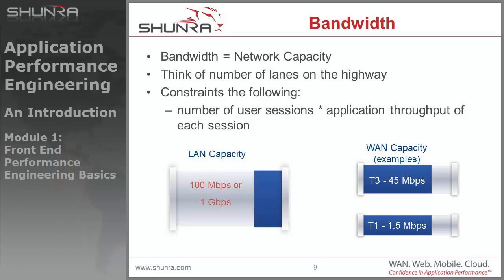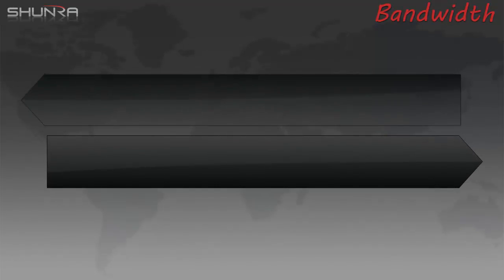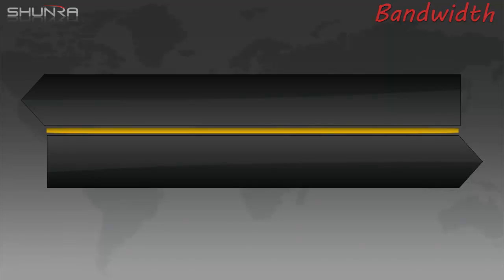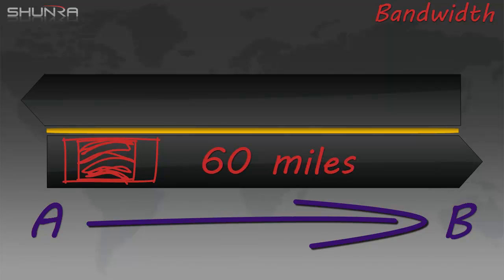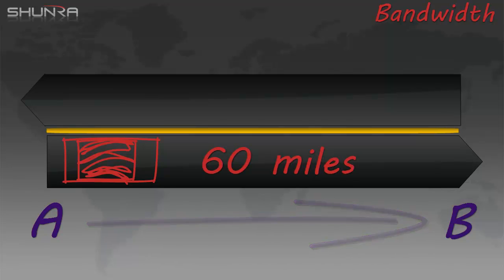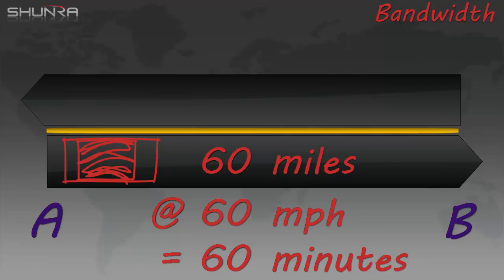And I'm going to go back to the board. So let's imagine this. We're on a single lane highway. We're in a car. We're traveling from point A to point B. Point A to point B are 60 miles, and our car's traveling at 60 miles per hour. How long will it take from that car to get from point A to point B? 60 minutes, right?